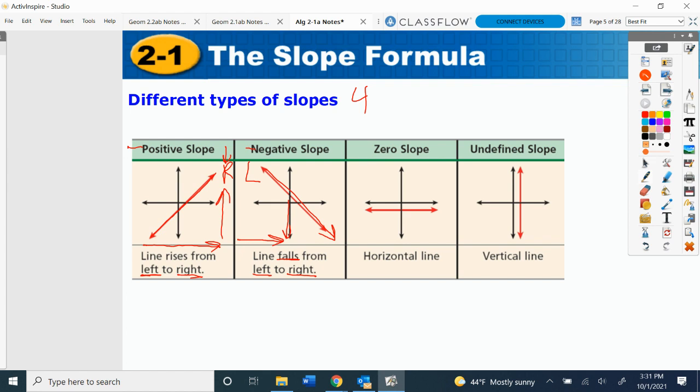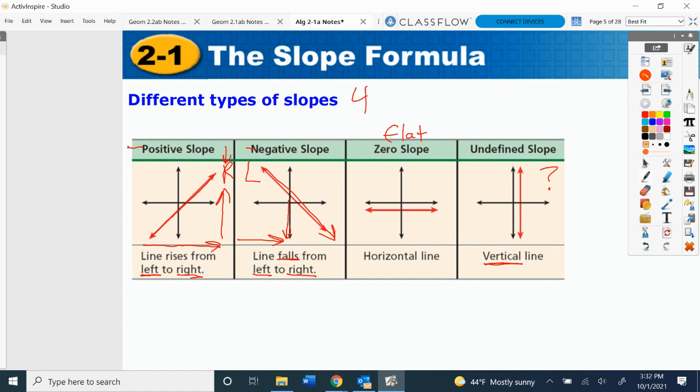All right, a zero slope is just a line that is perfectly flat, like that. And an undefined slope is a line that is vertical. Okay, it goes straight up and down. We call that undefined because we don't really have a number that would represent what that slope is. All right, so we just label it as undefined.